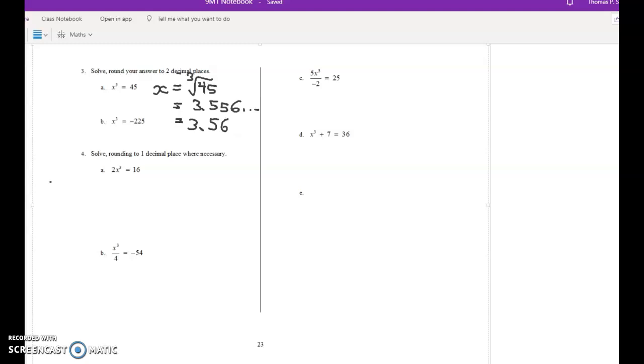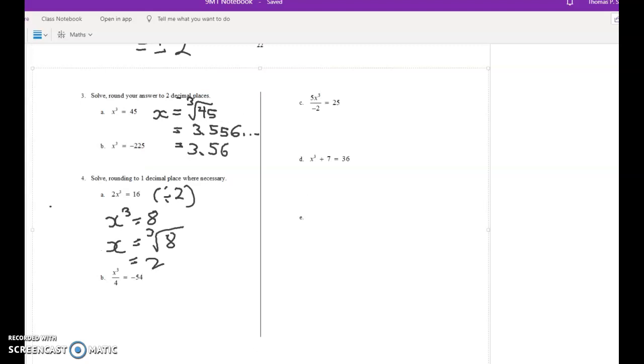Okay, likewise to the quadratics, you might also need to do some steps to get the x cubed on its own. So for example, in 4a here, you would need to divide by 2 on both sides to get x cubed equals 8. And so then you'd cube root both sides, so x would be equal to the cube root of 8, which would be 2. So that is solving cubic equations. Good luck with your questions.